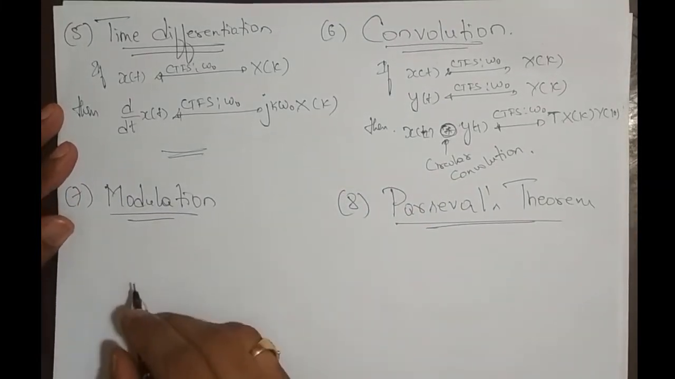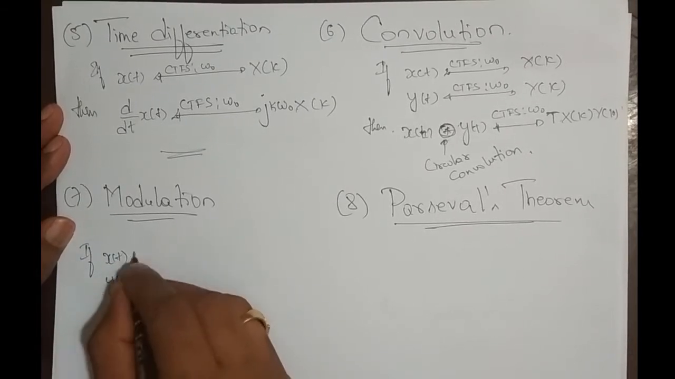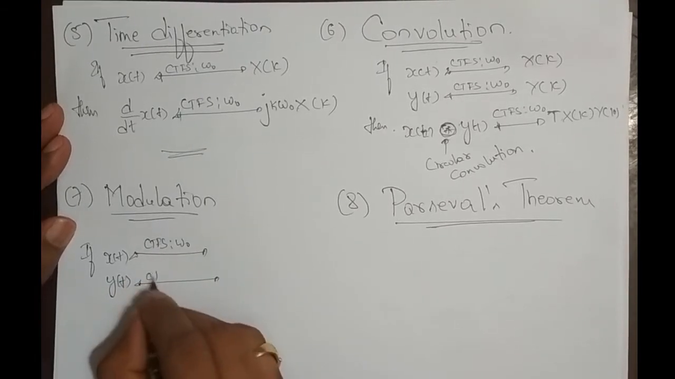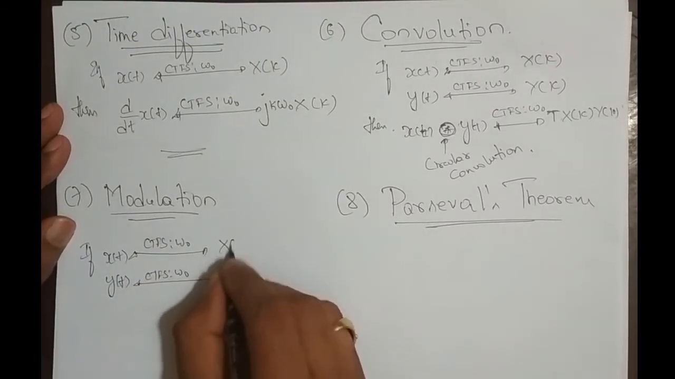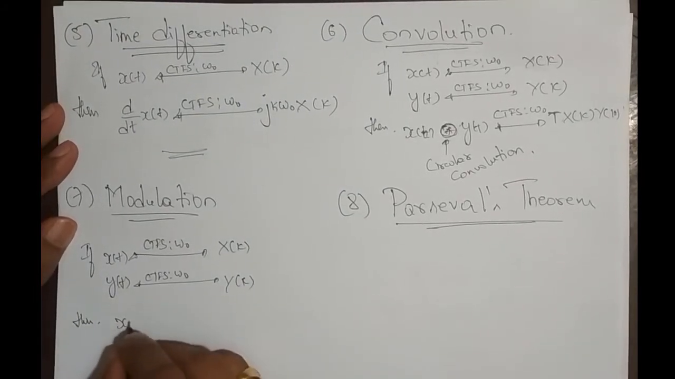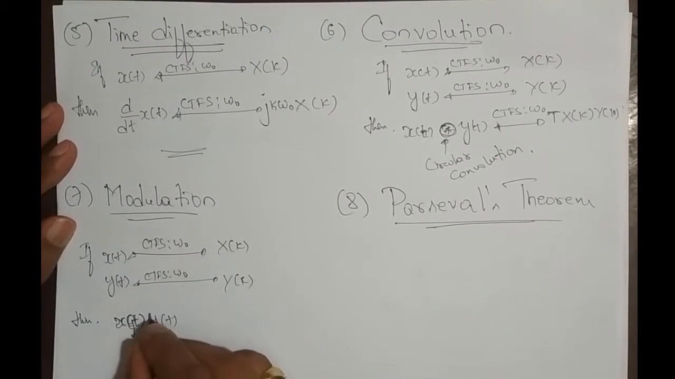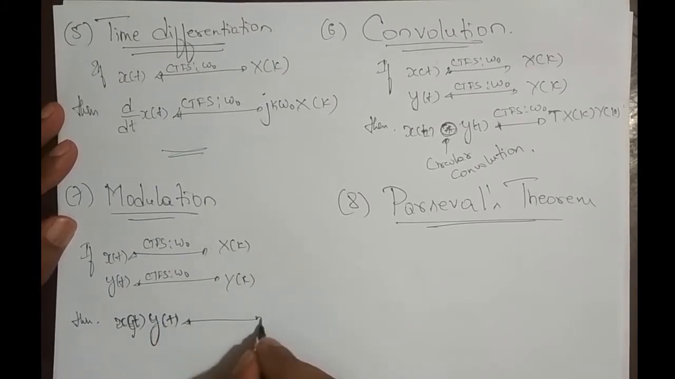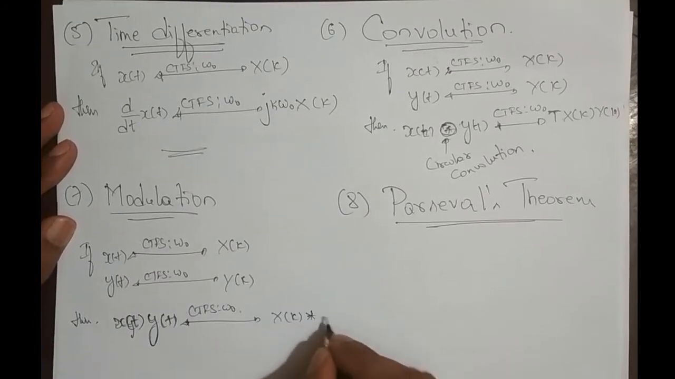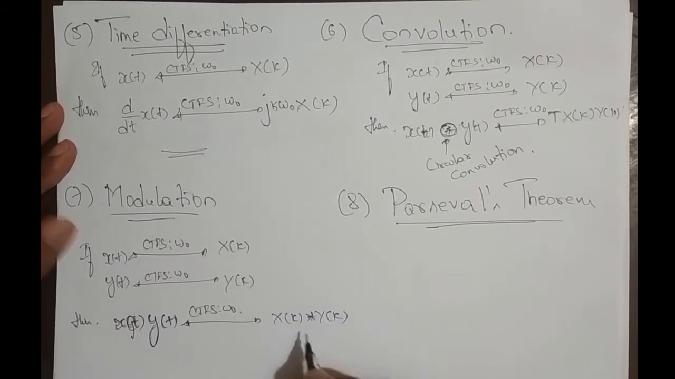Next is the modulation. Again, I have two signals in time domain, x of t and y of t. I take them to the frequency domain using continuous time Fourier series with fundamental frequency omega naught, so I end up with X of k and Y of k. Then in time domain, if I multiply these two, x of t into y of t, in the frequency domain what I end up with is convolution, X of k convolved with Y of k, whereas here it is not circular convolution, it is regular convolution.